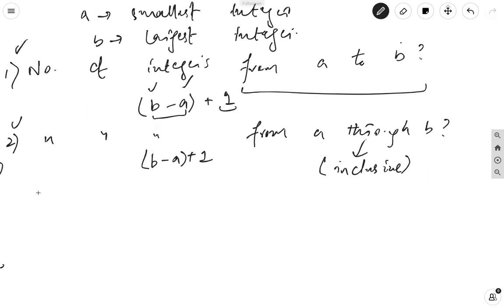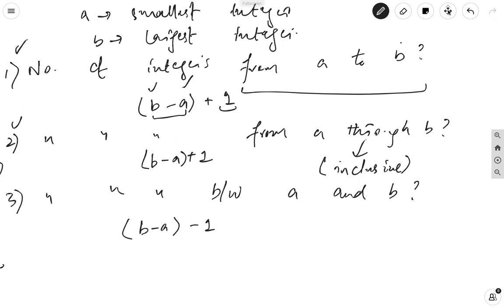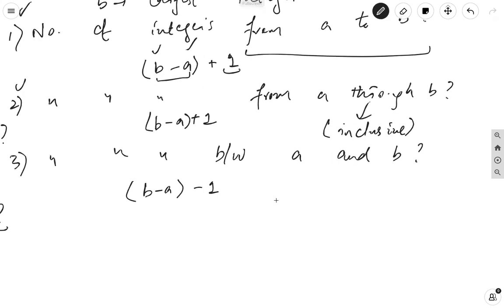Now there was the third case, number of integers between a and b. This case is a bit different. That will be b minus a minus 1. Now what does this mean? Again, if I take the case 1, 2, and 3, if I subtract 3 minus 1, the answer is 2. But the question is saying between a and b. Between 1 and 3, there is only one integer. That's why I subtract 1 from this.